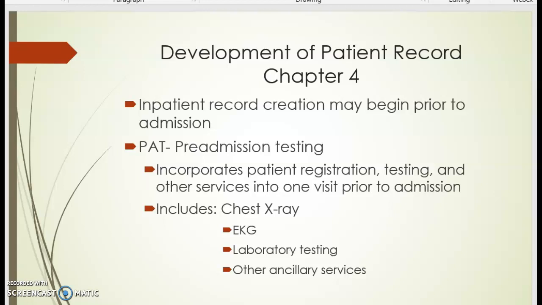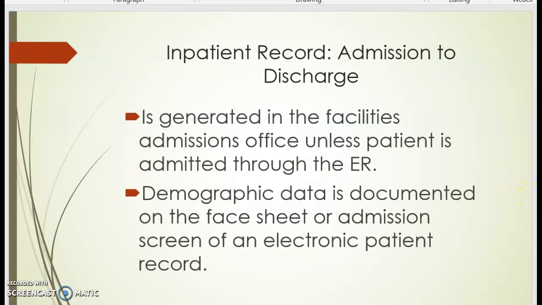We're going to start off with the inpatient record. It may actually begin prior to admission. So any pre-admission testing that you have to go to the hospital for before you're admitted. It also includes patient registration; they get that all taken care of before you get admitted. Testing and other services usually are done in one visit prior to your admission. This will include a chest x-ray, possibly an EKG, laboratory testing, and other ancillary services. Keep in mind that this is if you have a scheduled inpatient admission coming up.